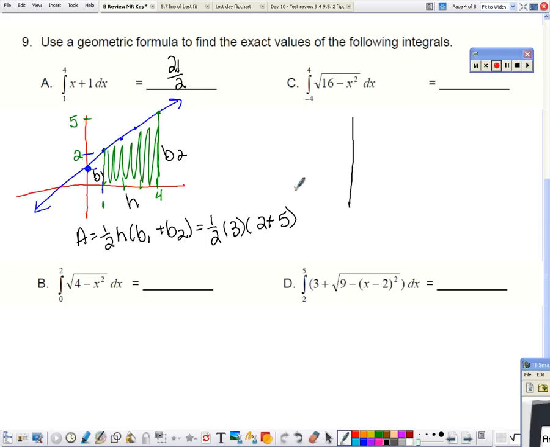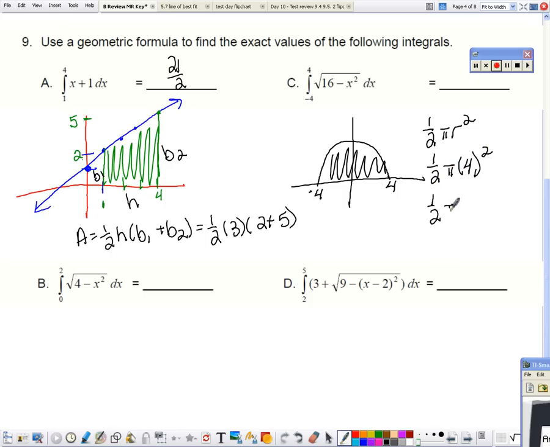So if I draw C here, it's going to give me a semicircle from -4 to 4. And I want this whole area between -4 and 4. So that's half of pi r squared. The radius is 4, so that's half pi times 16. So that equals 8 pi. And we want exact values, so don't plug pi into your calculator.